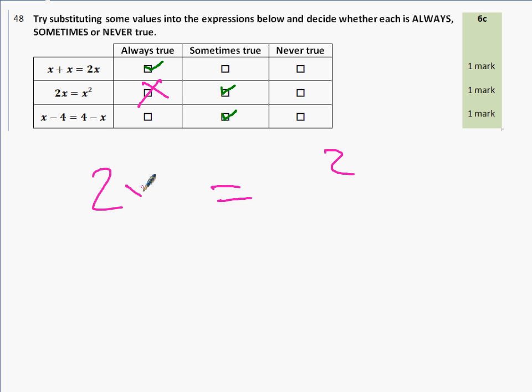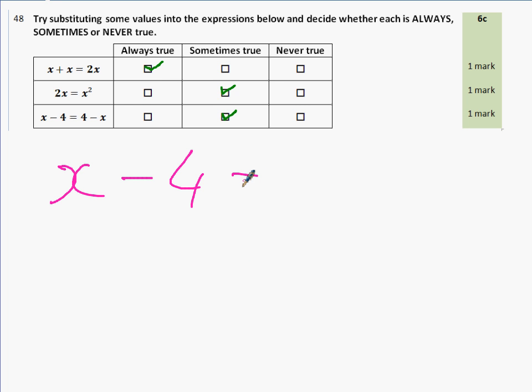Then I would have to do 2 times 2 here, and I'd have to do 2 squared there. 2 times 2 is 4. 2 squared is also 4. Aha! So we've found a time when, if x is 2, 2x will equal x squared. So in that case, we can't now say that it's never true, because clearly we found a time when it is true at least once. It's true when x is 2. So in that case we say it's sometimes true. It's not always true, it's not never true, it's sometimes true.